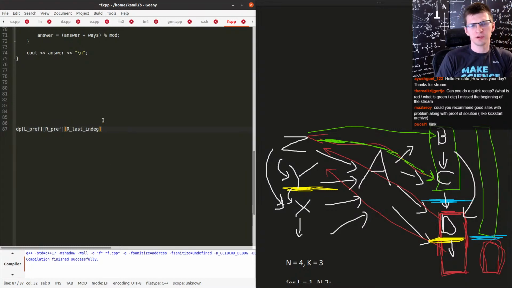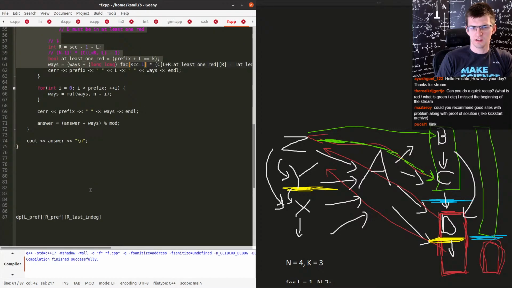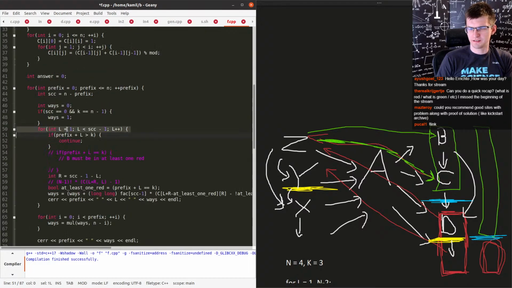That's solvable for sure in polynomial time. Let's see what we can do. There is a prefix here. We iterate over L and R. But if I have this and that, then I can only have n squared here inside. That's for sure not like this. Maybe DP should be independent of L. Or maybe it should be dependent on the sum L plus prefix.